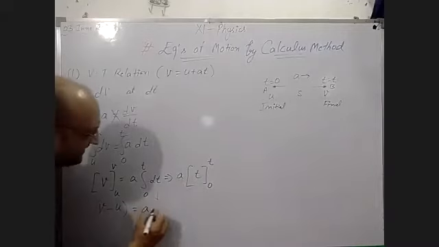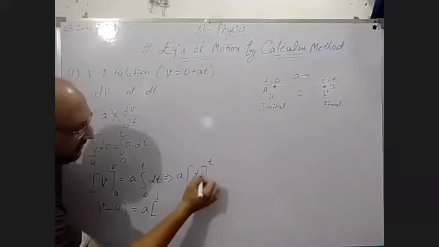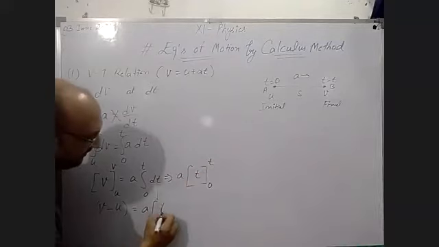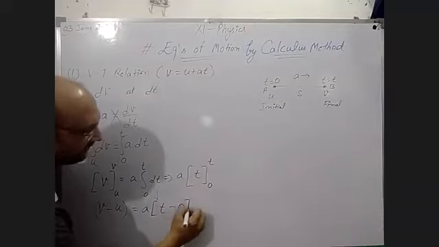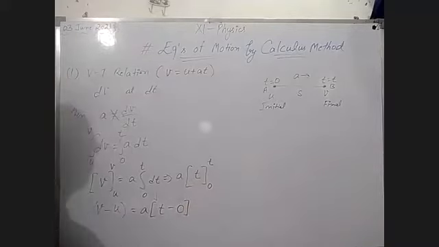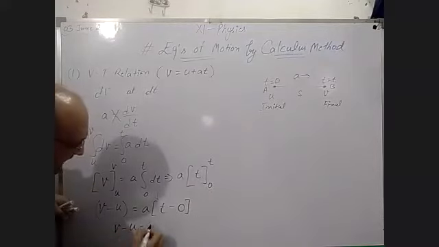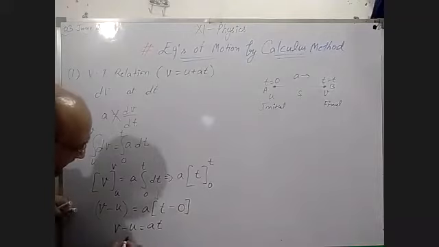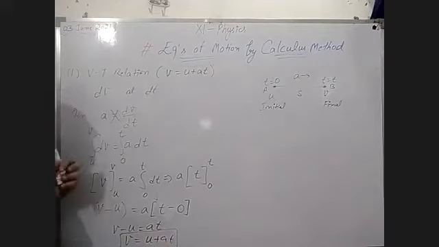Now a is here. Put the value of t: upper limit t minus lower limit 0. In this way you have to put the values. Now you get v minus u is equal to at, and this can be written as v is equal to u plus at. This is equation first. Note it.